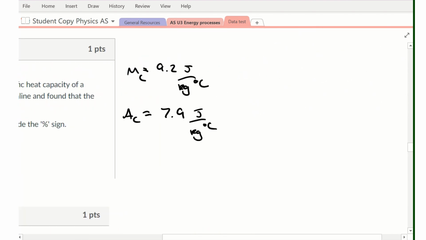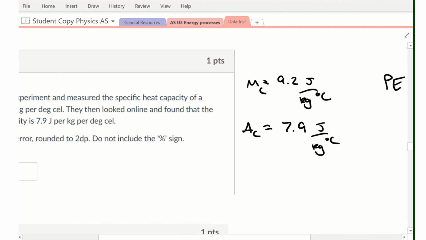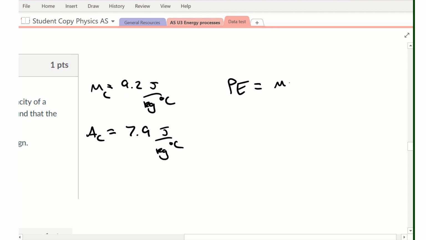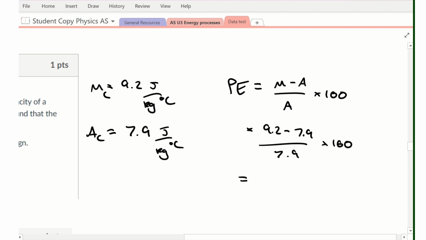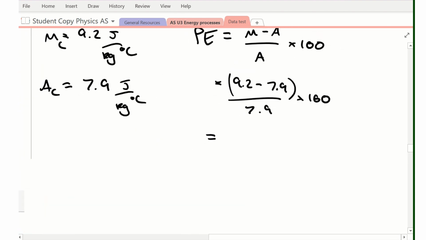Calculate the percentage error. So now we've got to remember that equation. Percentage error is equal to measured take accepted, divided by accepted, times 100%, technically. You don't have to do the percent sign, but that's what it means. Let's substitute in our numbers: 9.2, 7.9, 7.9 times 100. If you're doing it in the calculator, make sure you're using brackets if you're doing it all as one line. Otherwise, it won't know what you mean.